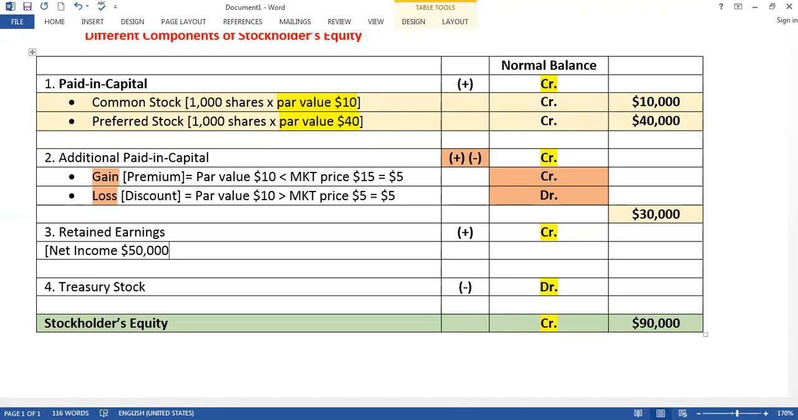And who is the owner of this money? The business or the shareholders? The business earned $50,000 net income, and who is the owner of this money? The shareholder, not the business, right? So you people are the shareholders, and this is your money. But the business said, okay, this is your money, but I am not going to give you all the money today.